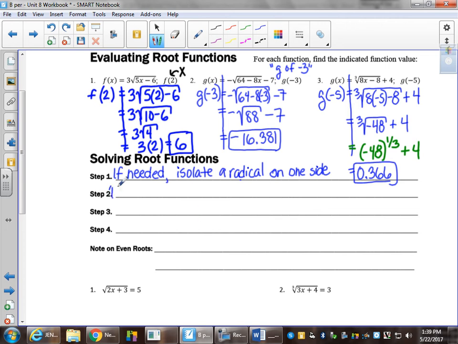Second, raise both sides to the nth power. And you'll see what that looks like once we actually try one. But for right now, let's just write it down. Raise both sides to the nth power.